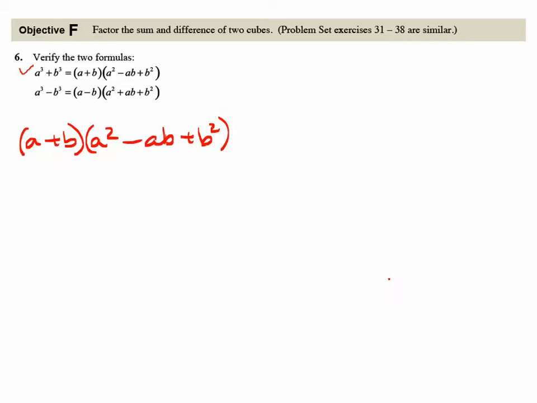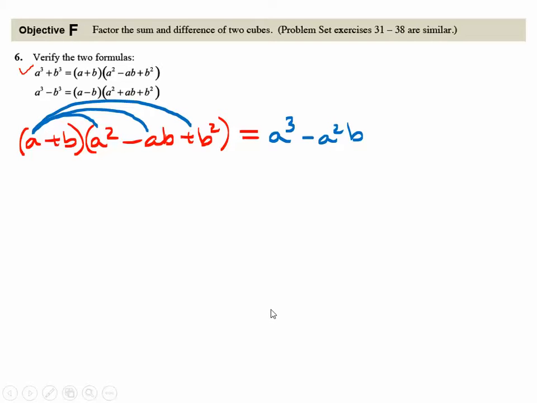So let's FOIL this completely out. Let's just see. If you can do it ahead of me, that's fine. But I'm going to multiply the a times a squared. A cubed, that's cool. Okay. A times negative ab. Negative a squared b, I heard. Yep, perfect. And then let's see, a times b squared.